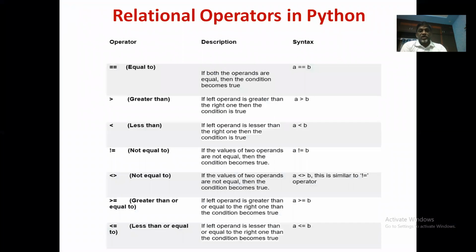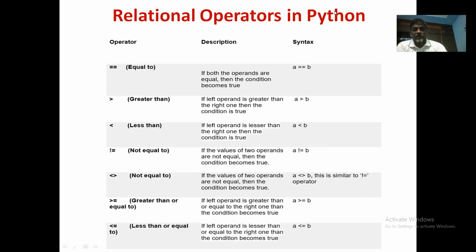Okay, now let us move on to the next category. It is relational operators. Okay, so relational operators are also called as comparison operators in Python. So you should remember both names, either relational operators or comparison operators. In any language, the meaning is going to be same. It has two names. Either you call it as relational operators or comparison operators. Both refer to the same category of operators.